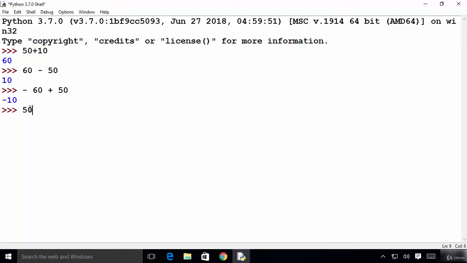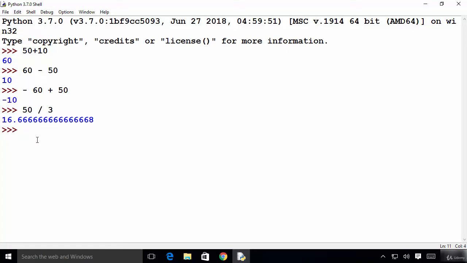Now let's do the division. For example, I want to divide 50 by 3. I'm going to press enter, and you can see it gives me a float value or a decimal value. And if you are familiar with other languages like Java or C++, this may appear a little bit strange to you, because when you do the same operation in Java or C++ with this division operator, you will get a different answer, which is 16 and not this decimal float value.